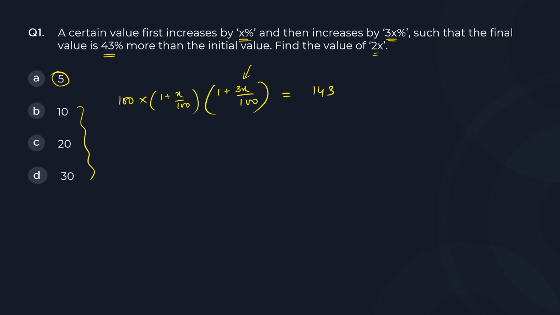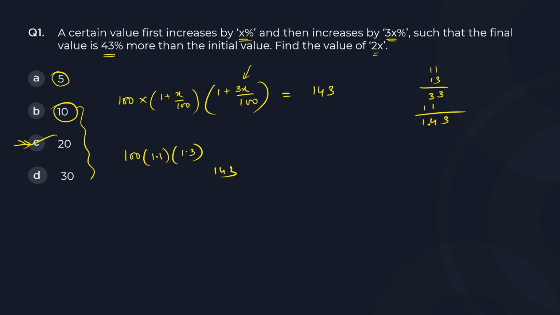For example, if you do this, 100 into, and if you say 2X is 10, in fact, the easiest to check is 20, right? The easiest to check is 20. So if 2X is 20, which means X is 10%, so this is 1.1 into 1.3. So what is 1.1 into 1.3? So 11 into 13, so 3 ones are 3, 3 ones are 3, 1 ones are 1, and 1 ones are 1. So 143. Obviously 2 decimals, 1.43 into 100 is 143, and this works perfectly well.